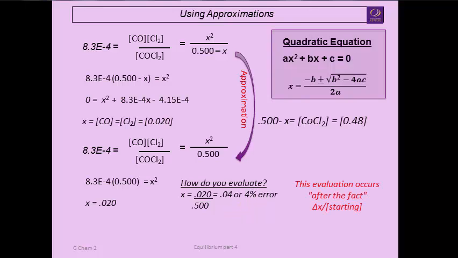And so using that strategy, and once again, this evaluation occurs after the fact. That is, after you've done the approximation, you can figure out what your difference is and see if it makes sense by taking the change in X over the starting concentration. And the rule of thumb is keep it below 5%, and this approximation should hold.